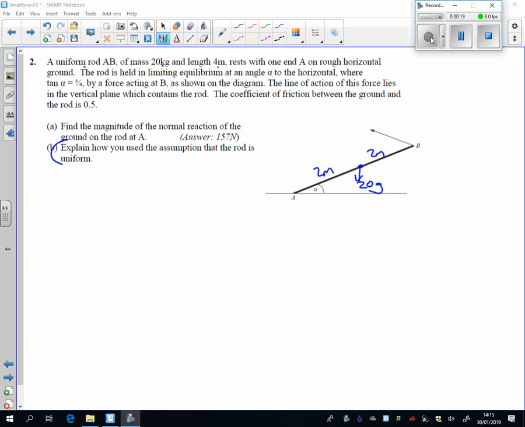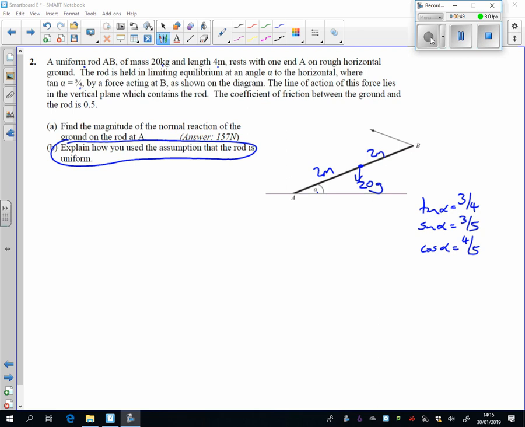This is the assumption I'm using here, part B: the weight acts through the center. I've got an alpha here, and we've been told that tan alpha is 3/4. So that's just the same as last time, isn't it? You could find out that the angle was 36.9, or you could just write down, again, that the sine of alpha is going to be 3/5, and the cos of alpha is going to be 4/5.